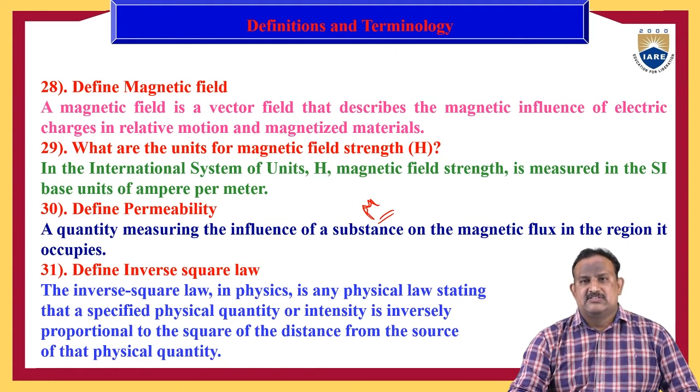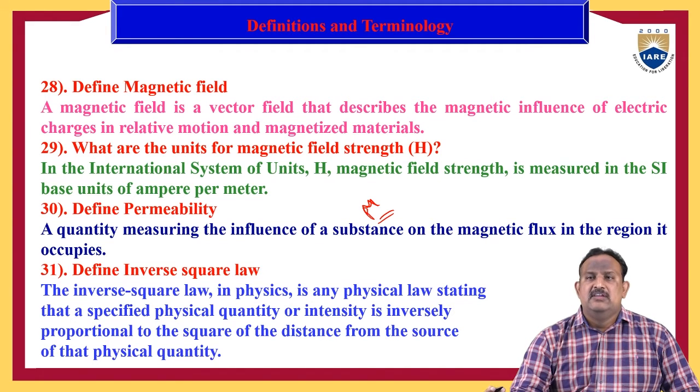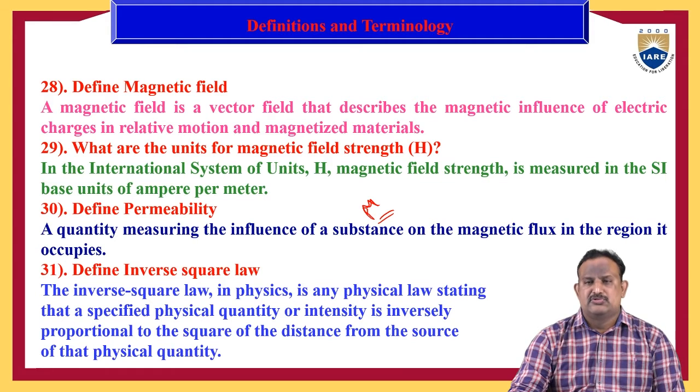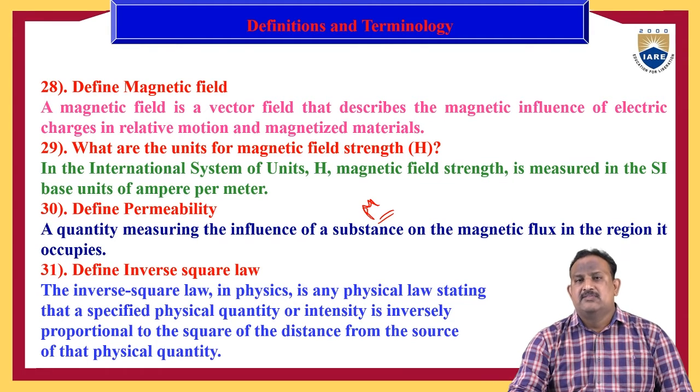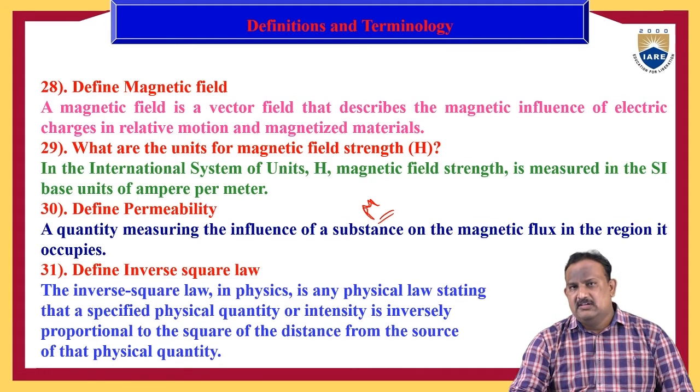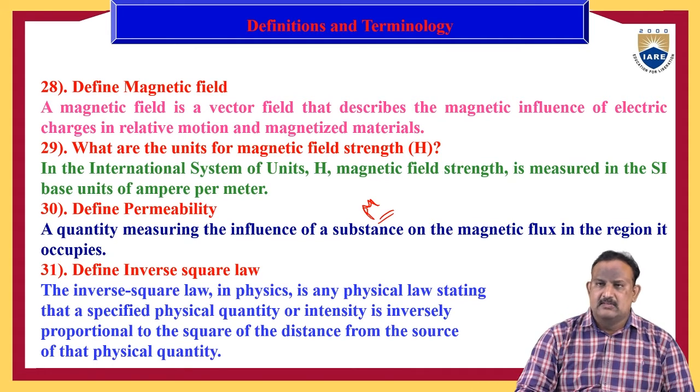Define inverse square law. The inverse square law in physics is any physical law stating that a specified physical quantity or intensity is inversely proportional to the square of the distance from the source of that physical quantity.